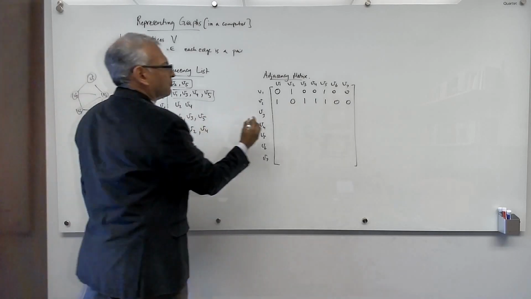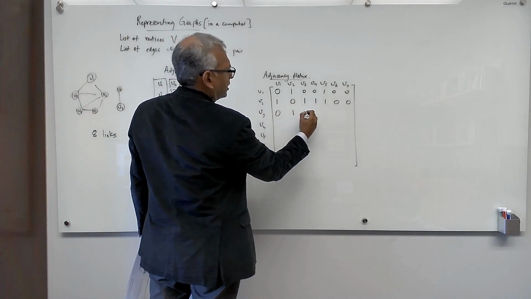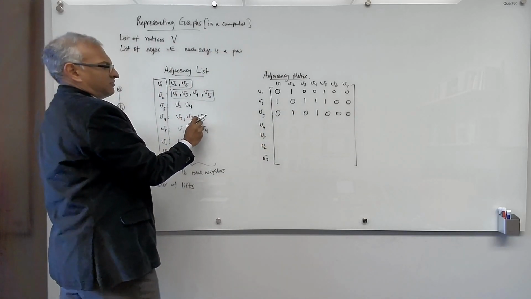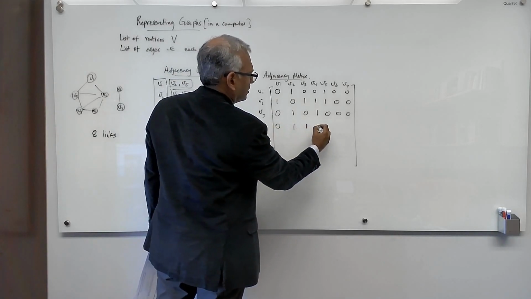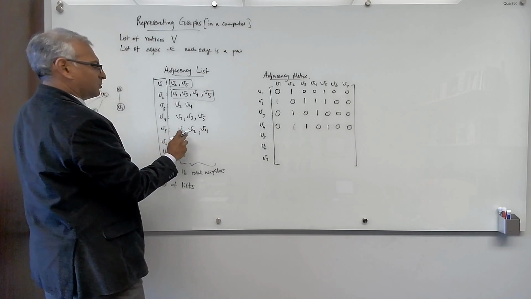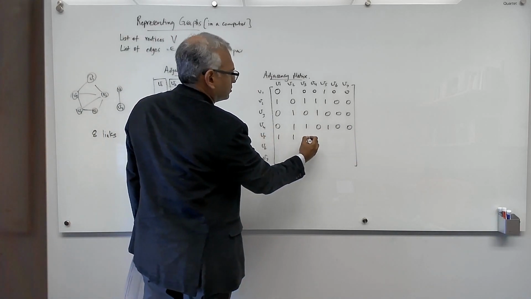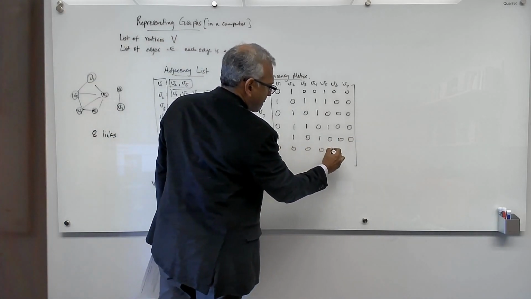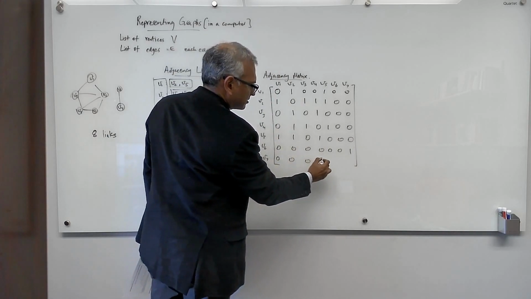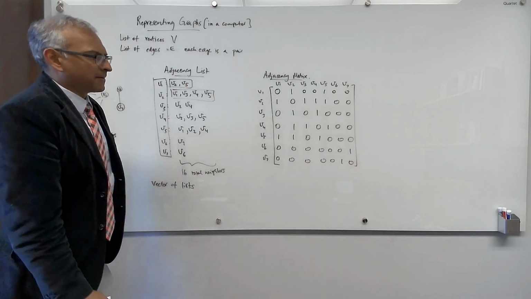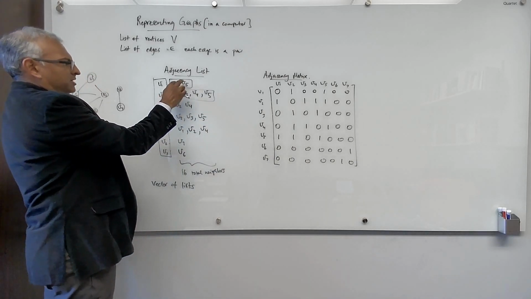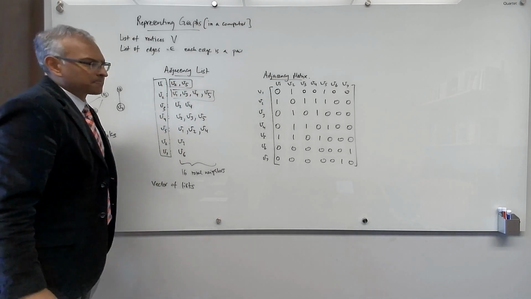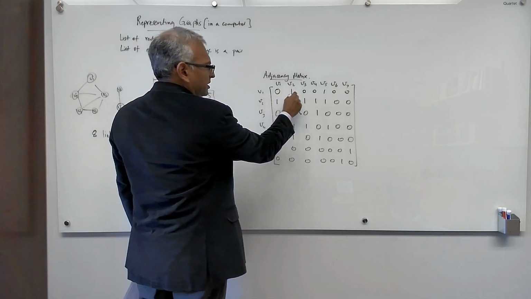Then V3 has an edge to V2 and to V4. V4 has an edge to V2, V3, and V5. V5 has edges to V1, V2, V4, and no other edges. V6 has an edge to V7, and V7 has an edge to V6. For every vertex that appears in an adjacency list of neighbors, it will appear here as a 1.